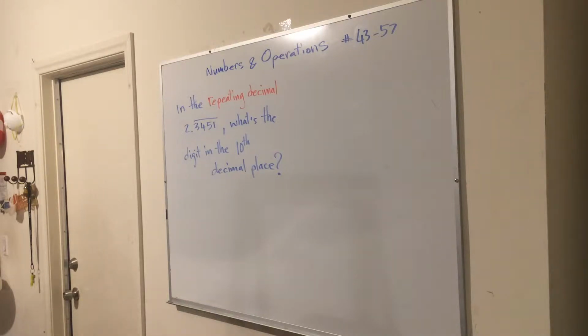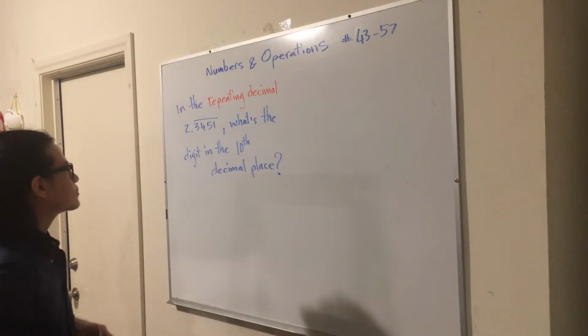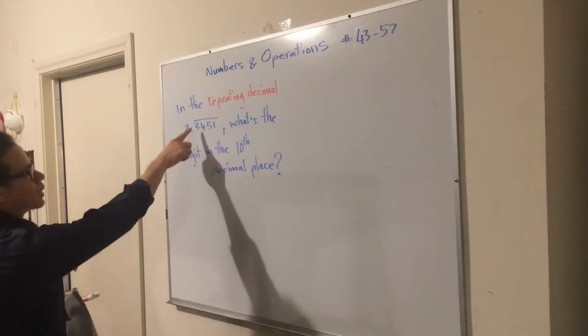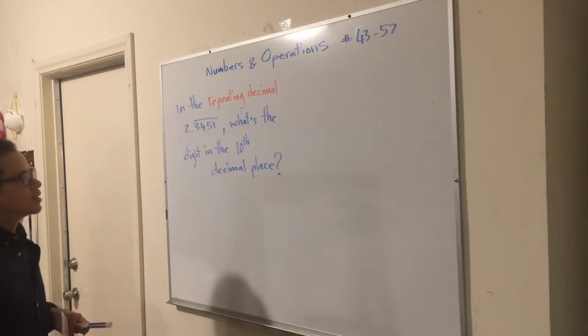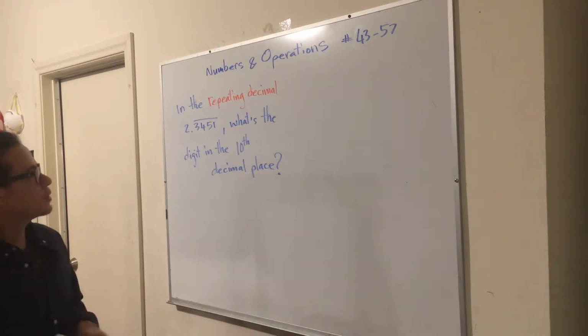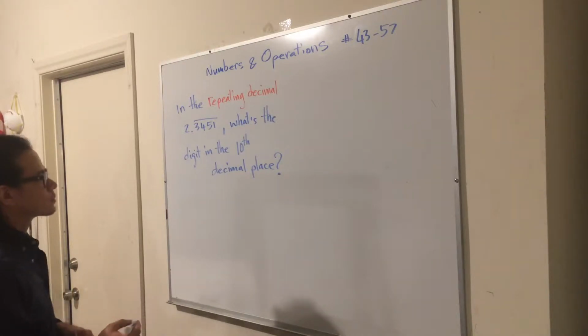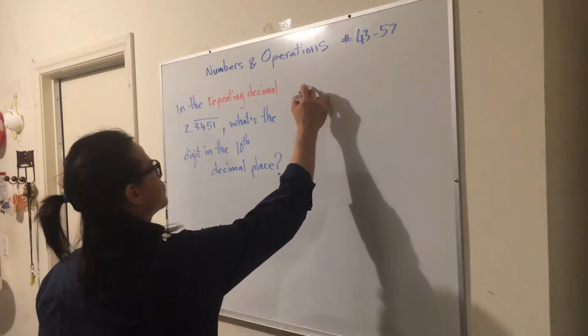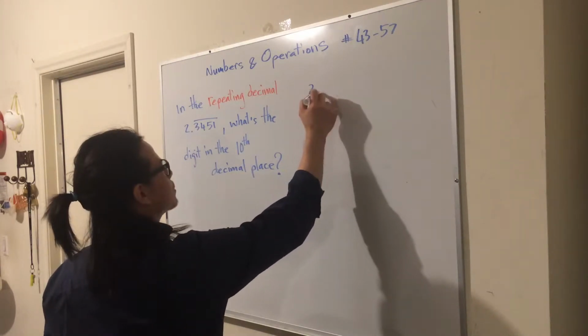So here's a random question for you. In the repeating decimal 2.3451 with a bar on top, what's the digit in the 10th decimal place? Okay, so the best way to figure this one out is to extend the decimal places out.